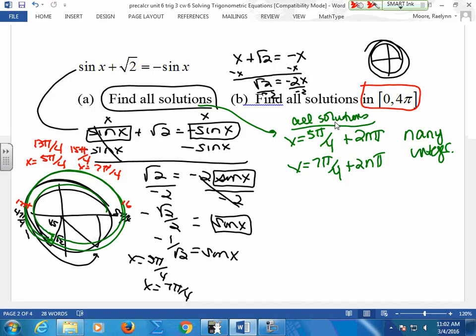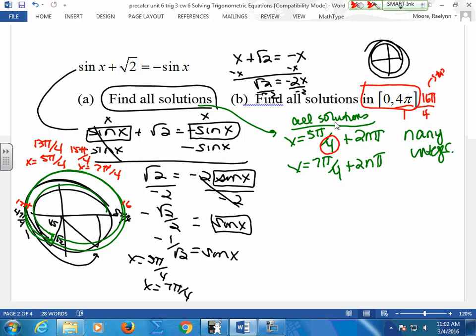Or I could say, take this guy and add 2 pi to it. Just keep adding 2 pi until I hit my 4 pi. So here's the key. See this denominator? Convert this denominator into the same thing, fourths. If I multiply this by 4, I multiply this by 4. This is where I'm going to stop.